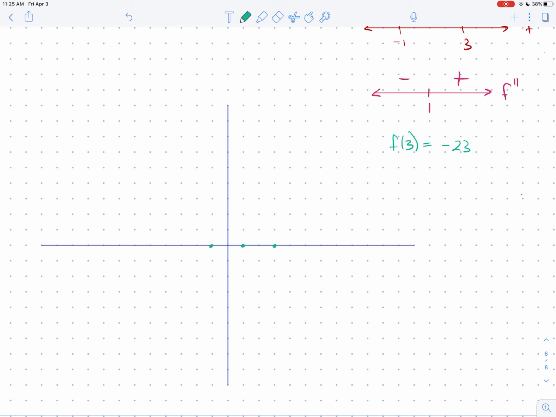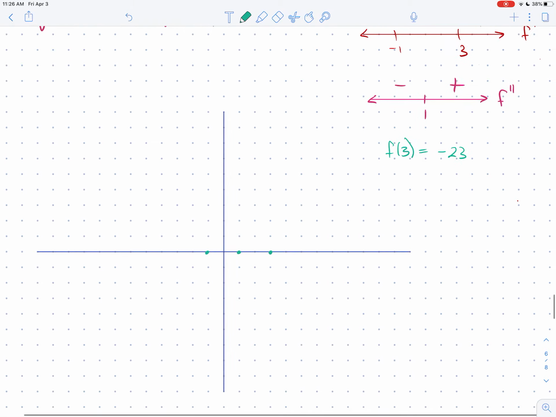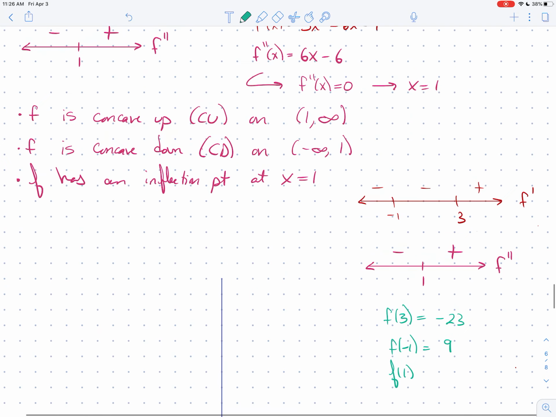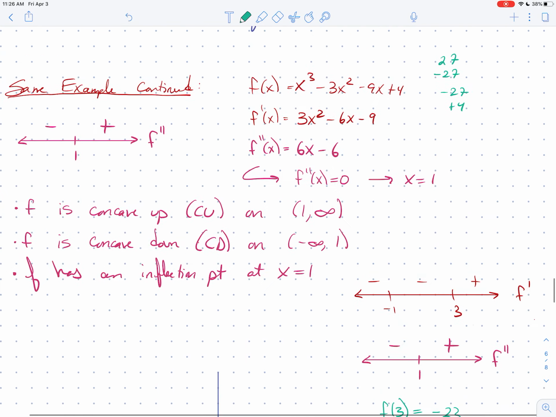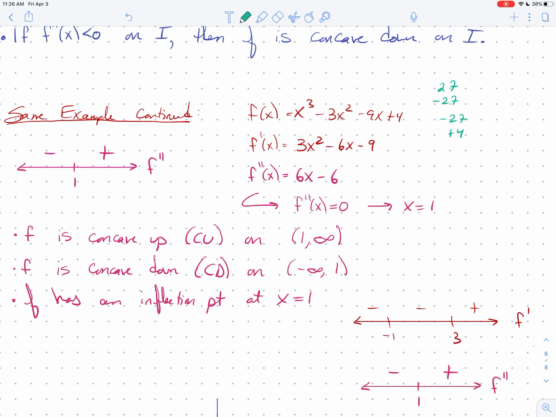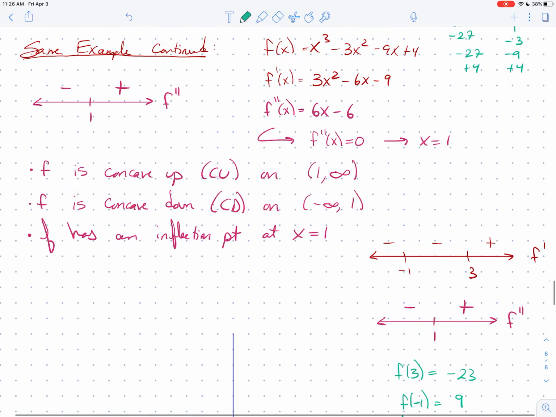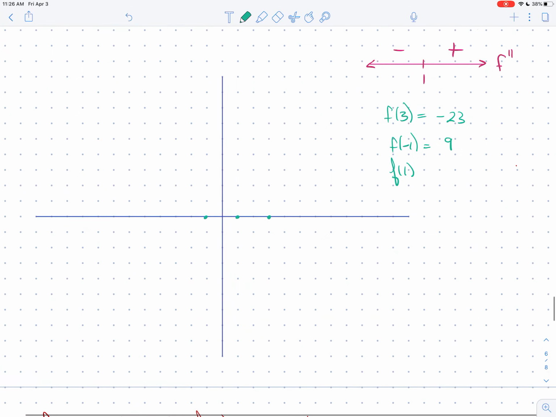So again, that's not going to fit on my grid. I'll have to scale. F of -1, I believe, is 9, and f of 1, we haven't done f of 1. Let's scroll up. F of 1 is what? 1 minus 3 minus 9 plus 4. So this is minus 12 plus 5 is minus 7. F of 1 is -7.